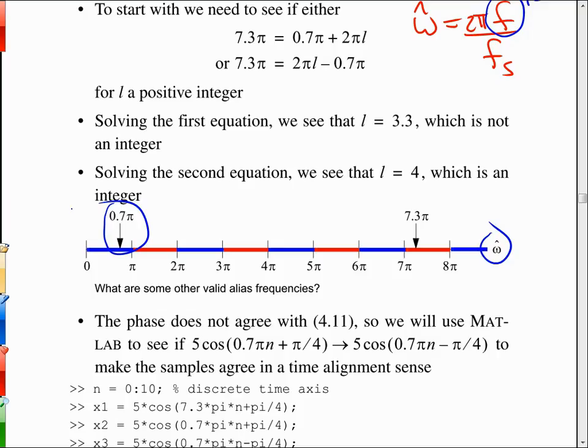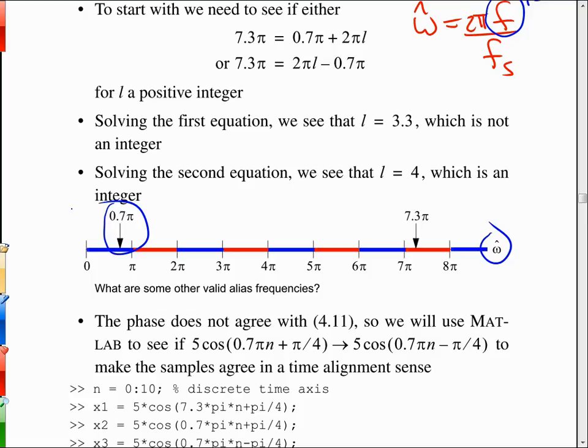What frequencies are aliases to 0.7 pi? Or maybe the first thing is, is 7.3 pi one of its aliases? Yes or no, and why? Okay, you say yes. Why? Found the difference between 7 pi and pi is 0.3 still. It should be 6.3 pi and 8.2 pi.